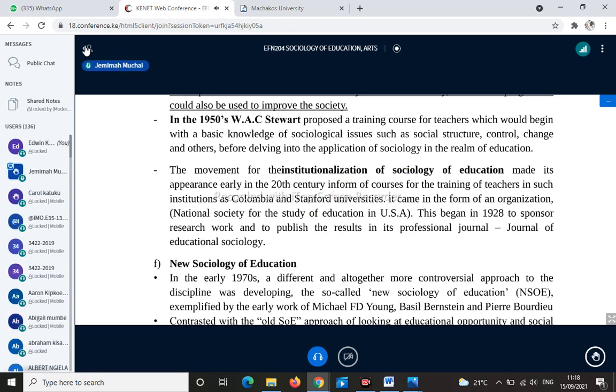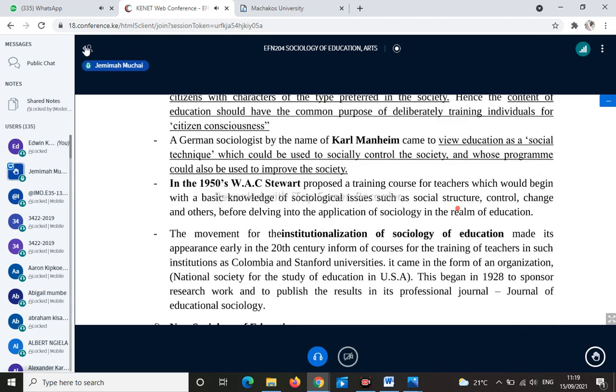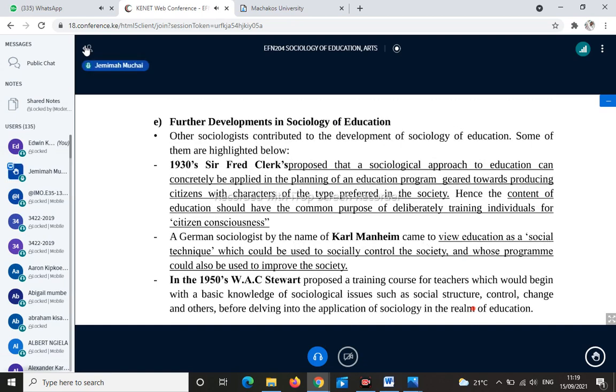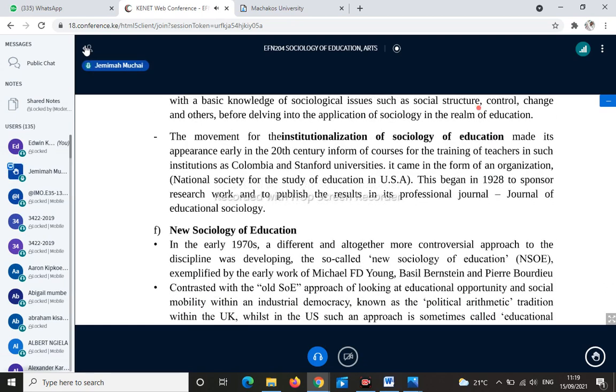The institutionalization of sociology of education. What does that mean? We talked about sociology as a discipline, if you remember last week. That means it is taught as a field of study, taught as a subject. And it began in 1928. So those are others who came up with development in sociology of education.